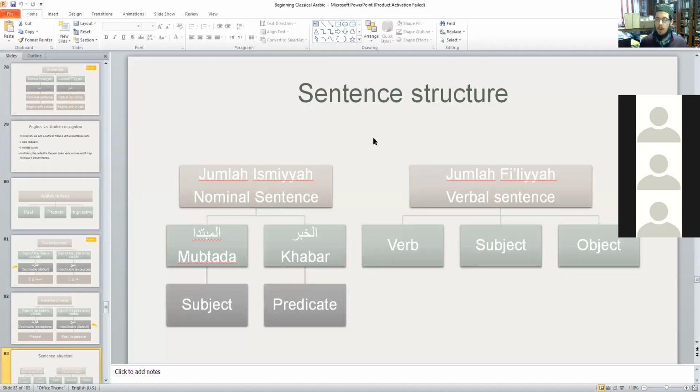Here's a breakdown of both types of sentences. So we had talked about the jumla ismiya, and it had two primary components, the mubtada and the khabar, the subject and the predicate.